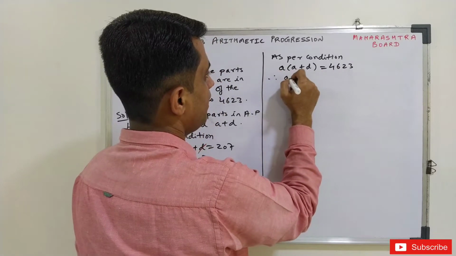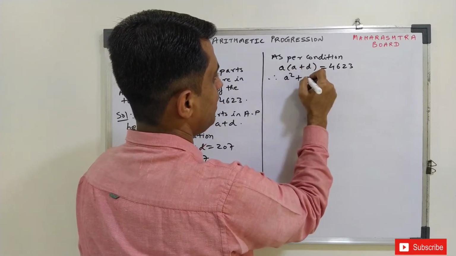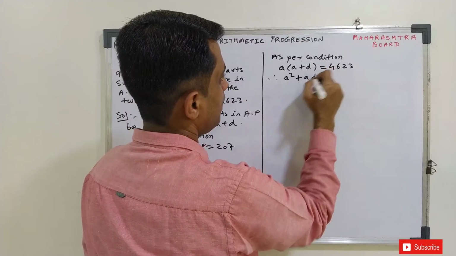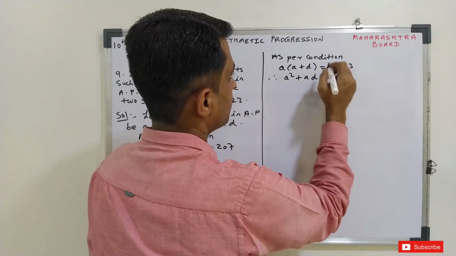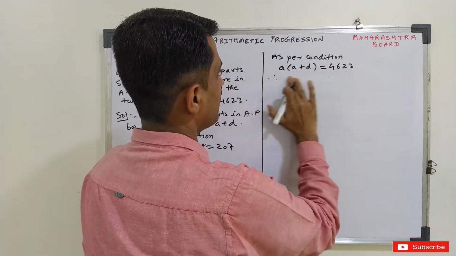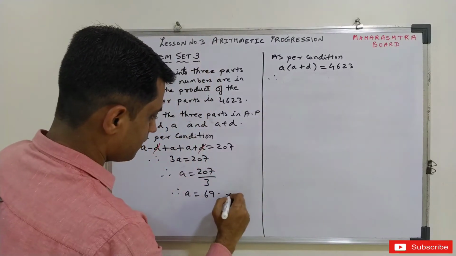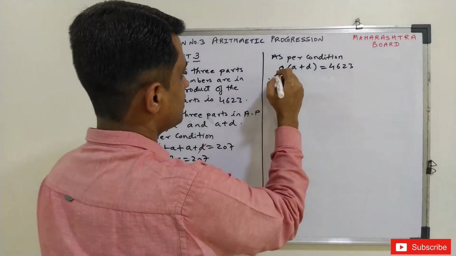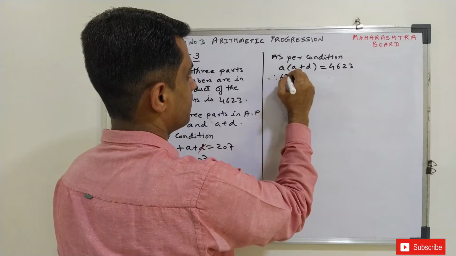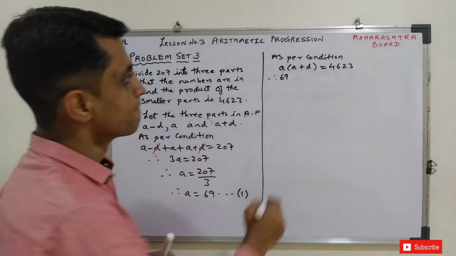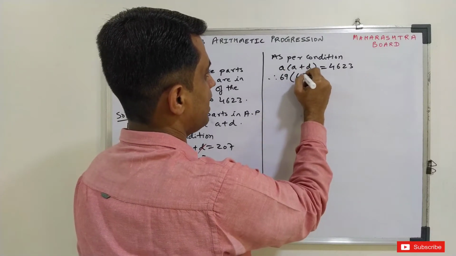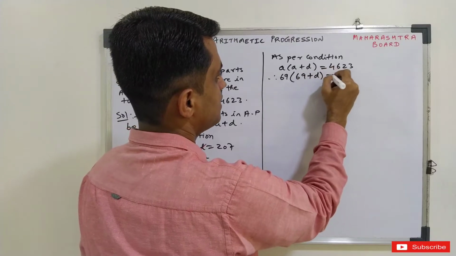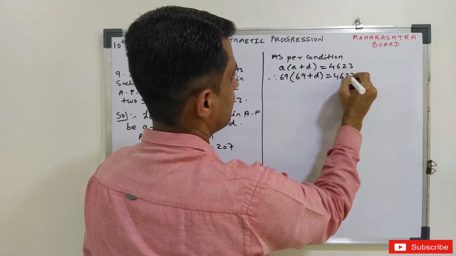So A into A square plus A into D, AD. Or we can substitute this value. We will write this one. And instead of A, what will we write here? 69. This will be quite easy because we know the value of A. 69 plus D is equal to 4623.